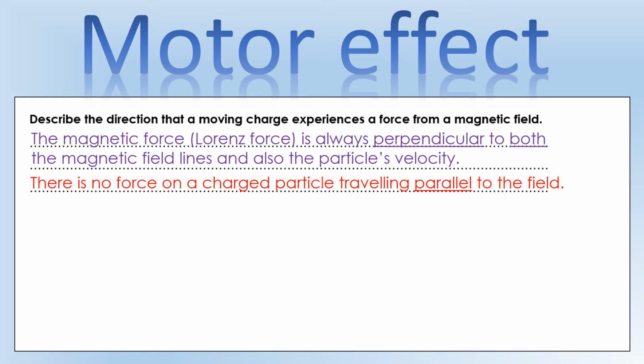One key thing I would like to note at this point, though, is that if a charged particle is traveling parallel to the field, it will experience no force at all. So there's one scenario in which you will have a charged particle in a magnetic field and it won't experience a force. It's if it's parallel to the field lines.